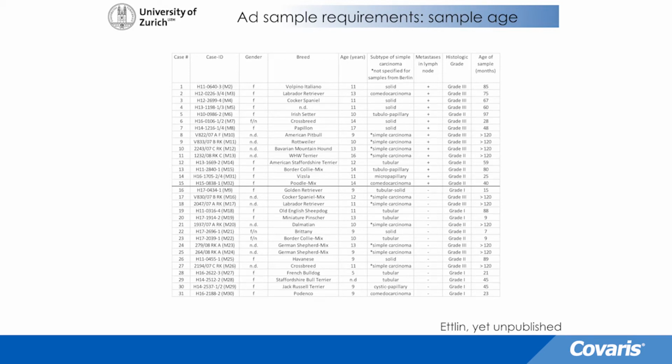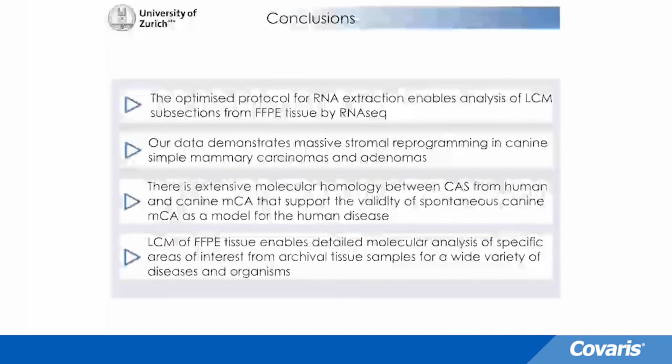In this table, you can see in the last column that a substantial number of these samples that we used in a yet unpublished study were more than 10 years old, so more than 120 months. We could not see any problem with these samples, nor did they perform worse than the fresher samples. Thus, in our hands at least, sample age does not seem to play a major role, provided the samples have been stored under good conditions.